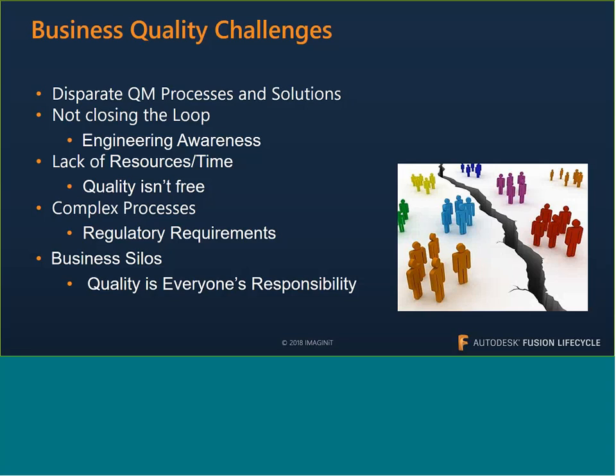And then one of the last challenges I mentioned here is, again, business silos. Quality is everyone's responsibility, so it's not just one department. It's not just engineering, not just your quality department, not just manufacturing. It's everybody working together. And one way to get everybody working together is to get everybody working in one system.